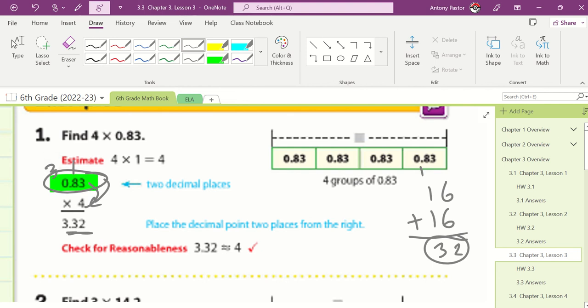4 times 0 is 0, but I'm adding that 3 that was carried over, which will bring me down this 3. So I have 33, or 3.32. And that will be my answer.